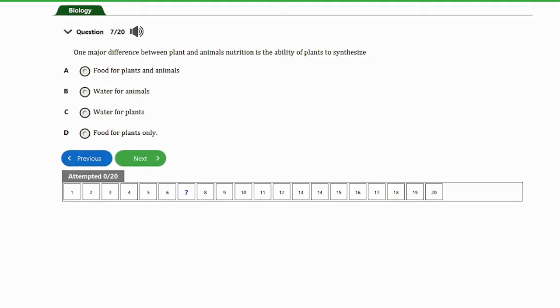So one major difference between plant and animal nutrition is the ability of plants to synthesize food that can be used by both the plant itself and animals. So the animals will have to derive this food by feeding on the plants. And guys, this is one of the features that distinguishes the plants from the animals. Plants have the ability to synthesize their food, and this food can be used by both the plants and the animals. So let's look at the next question.